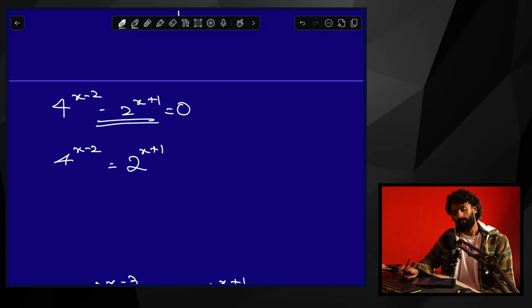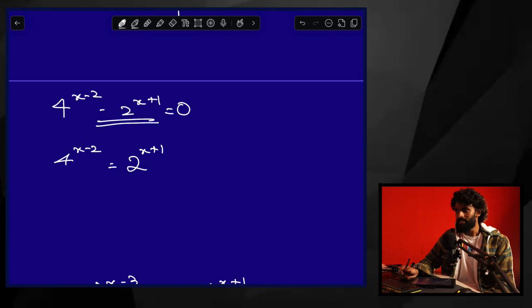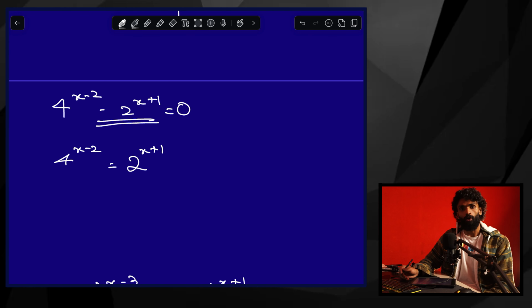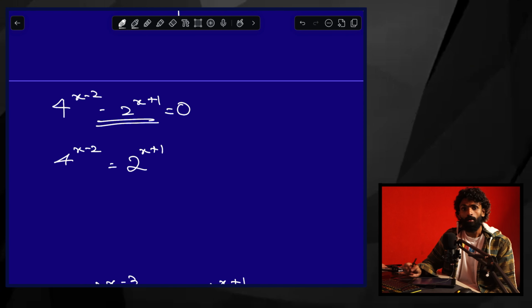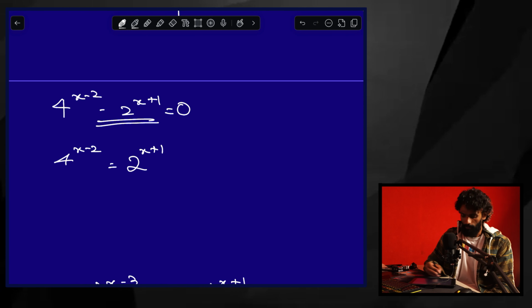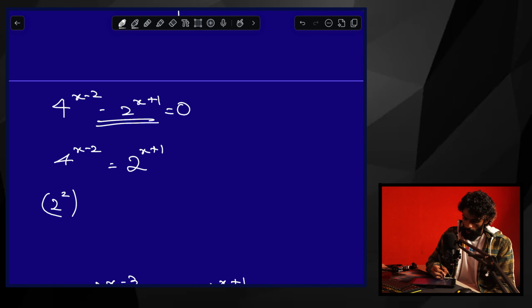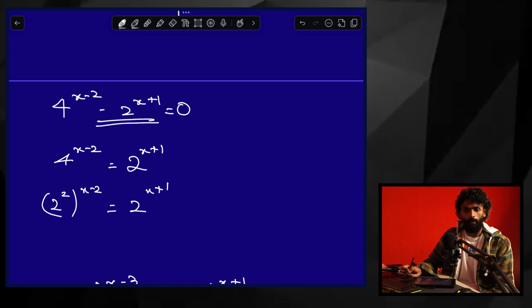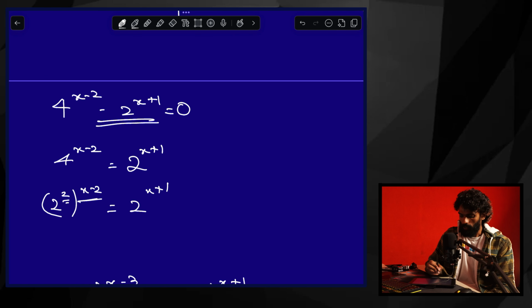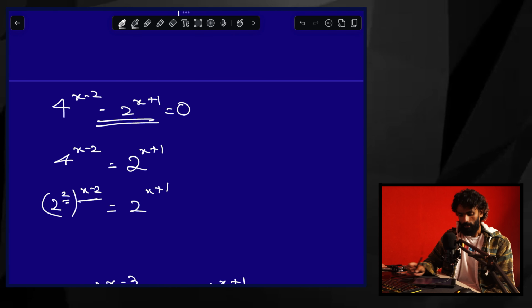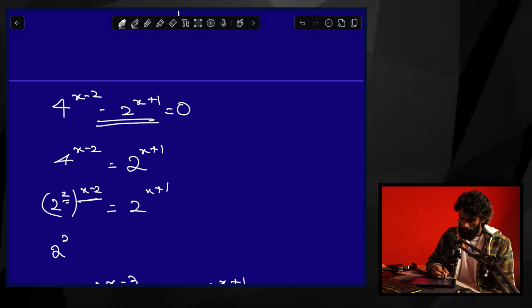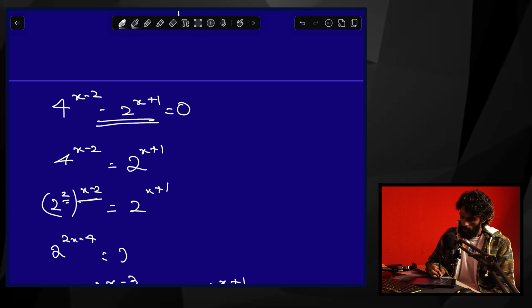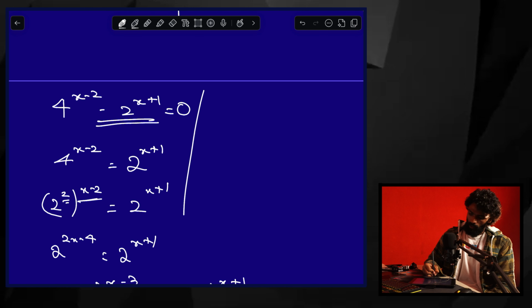Now ask yourself a question. Are both the sides there in the simplified forms? No. I can simplify the 4 on my left side. So I'll write 4 as what? 2 square. Perfect. So it becomes 2 squared to the power x minus 2 equals, I copy the same thing. Left hand side, power raised to another power. We multiply the powers. So it becomes 2 to the power 2x minus 4 equals 2 power x plus 1.